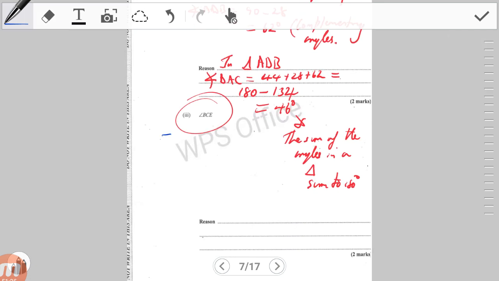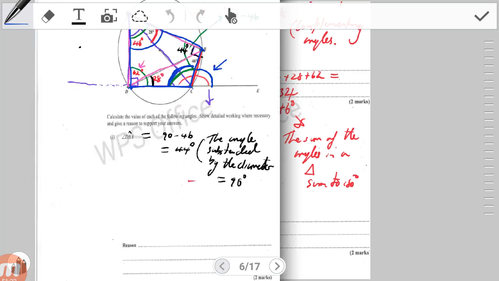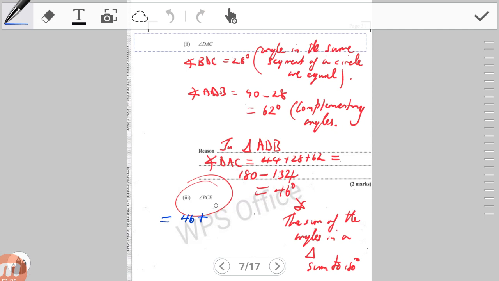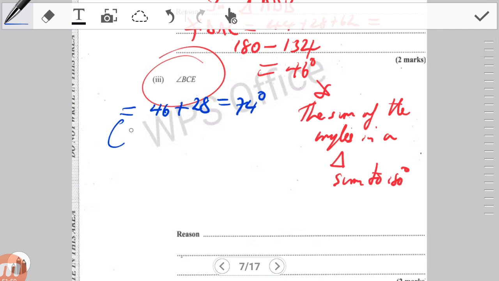So angle BCE is equal to 46 plus 28 degrees, and you'll find that the answer here is going to be 74 degrees. And the reason why it's 74 degrees is simply because the opposite angles in a, not the opposite angles, pardon me guys, I'm getting my theorems a little bit mixed up. That's okay though.